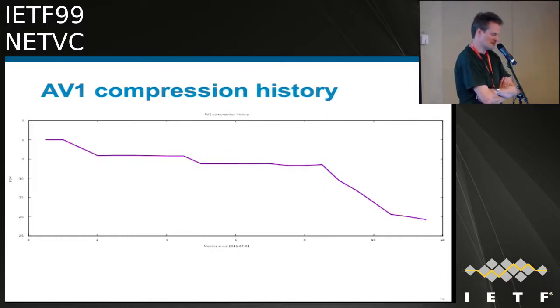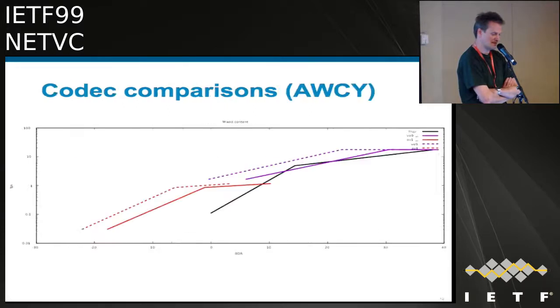Okay, so if we move on to the next one, we'll compare the different codecs. I'm comparing Thor, VP9, and AV1. I wanted to have X265 in this plot as well, but currently that doesn't work with RV compressed yet. So I didn't manage to get that in time. So the red graphs are AV1 and the purple VP9 and the black Thor, and the dashed graphs are the non-resilient runs of the codecs.